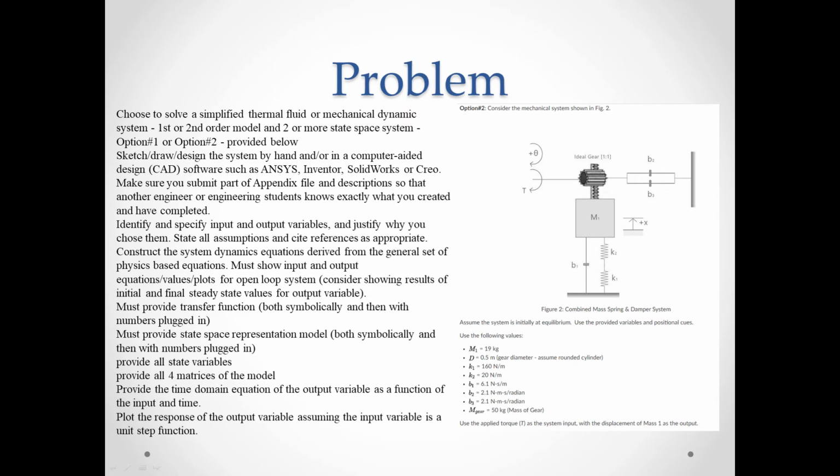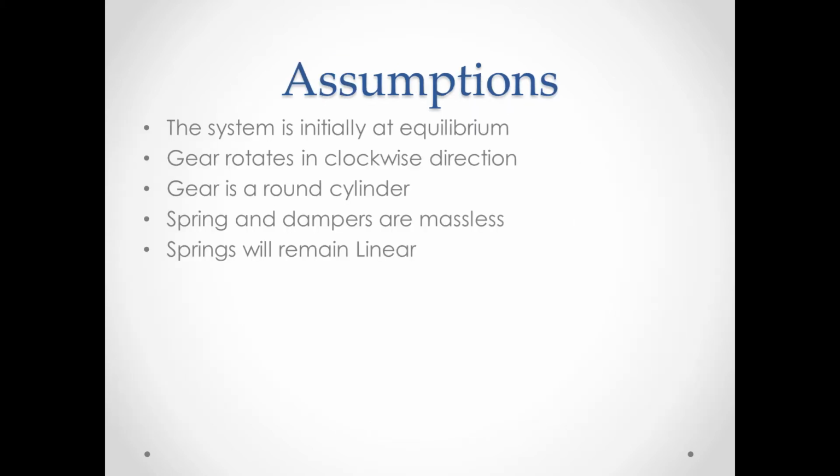So starting off with the problem, there's a lot of stuff to find. We had to do a drawing, we had to find some matrices, we had to find the motion equation. You can see the problem that we're given on the right hand side here. And we have our direction, we have a torque, which will be important when I get into my drawing in a bit. So let's just go over the assumptions first.